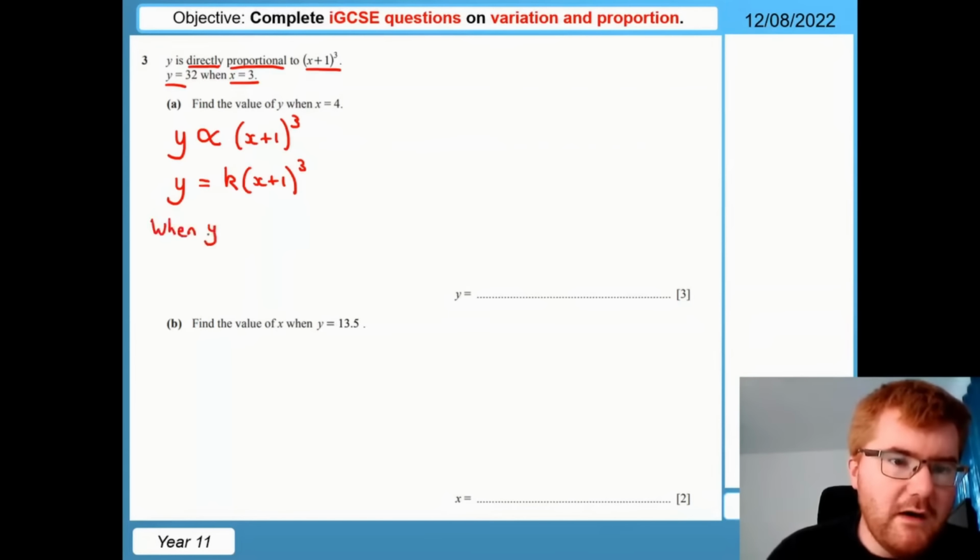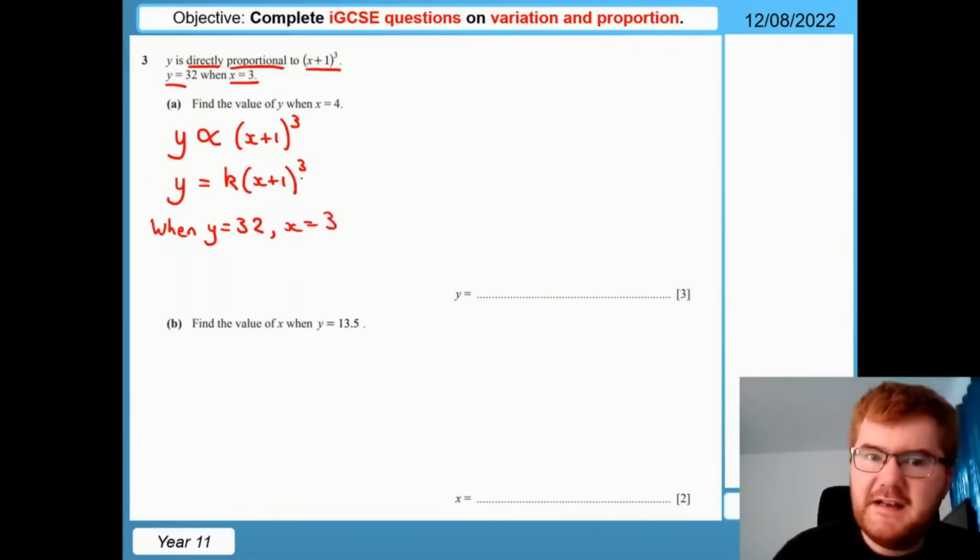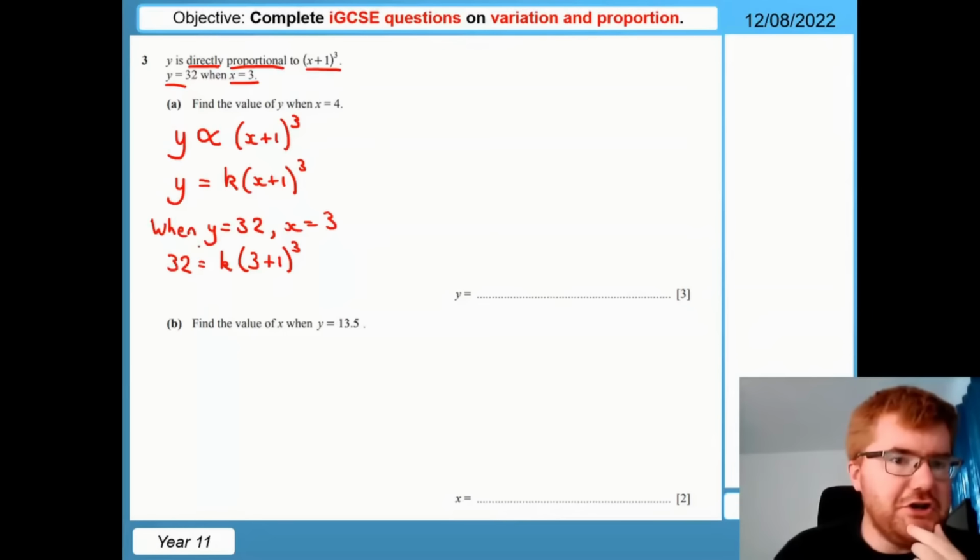So when y is equal to 32, x is equal to 3, and now we just replace the y and x. So y is equal to 32 here, k is what we're looking for. Now x we know, x is equal to 3, 3 plus 1 all cubed. And now it's a case of just working out the equation like we did before. So 32 is equal to k. Remember, if there's nothing between the k and the bracket, it means a multiply. So 3 plus 1 here is 4.